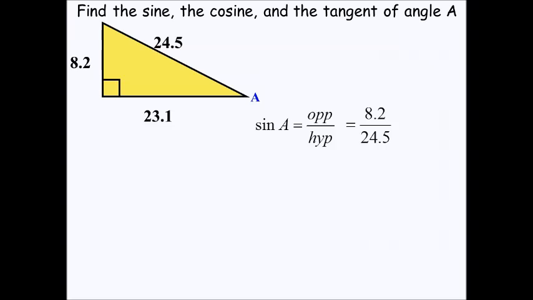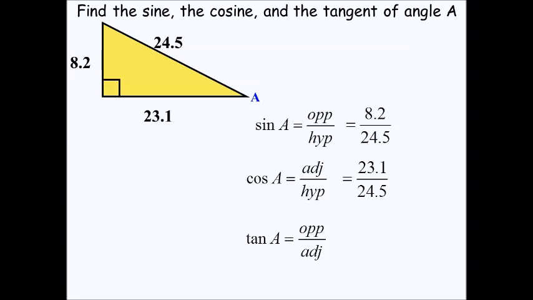The cosine of angle A is defined as the side adjacent to angle A divided by the hypotenuse. The side adjacent to angle A is 23.1, and the hypotenuse, again, is 24.5. Therefore, cosine of angle A is equal to 23.1 divided by 24.5.